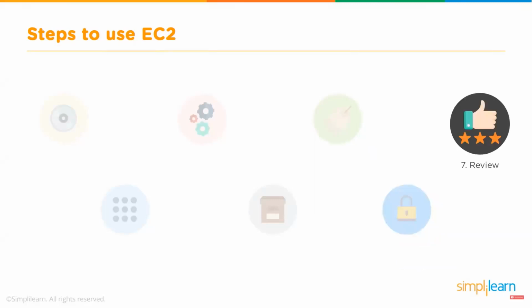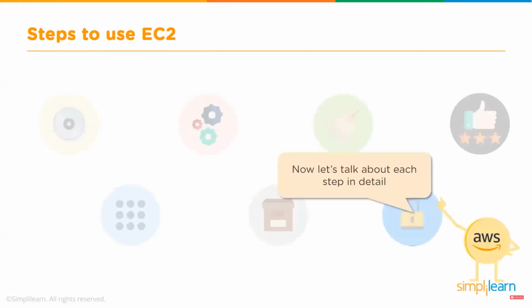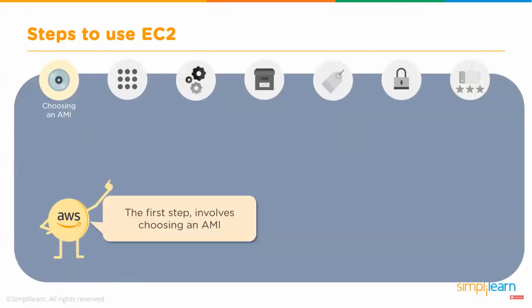And finally, as step 7, we review all the configurations that we have done, make sure that the configuration is what we wanted, and finally click on submit. That's going to launch an EC2 instance. Alright, this was just an overview of how to create an EC2 instance. Now let's talk about each and every step in detail.